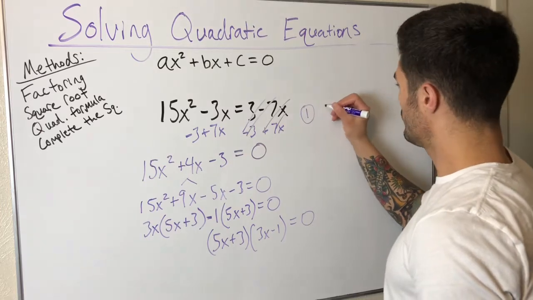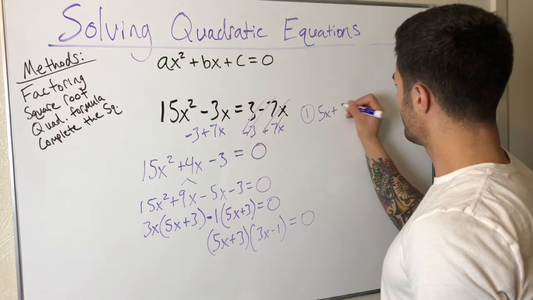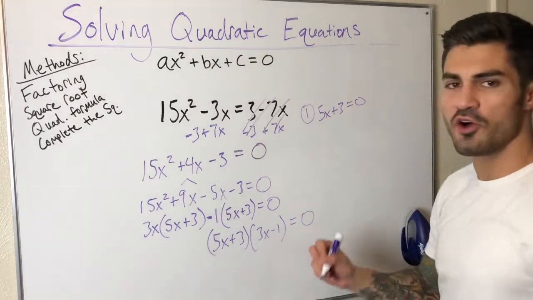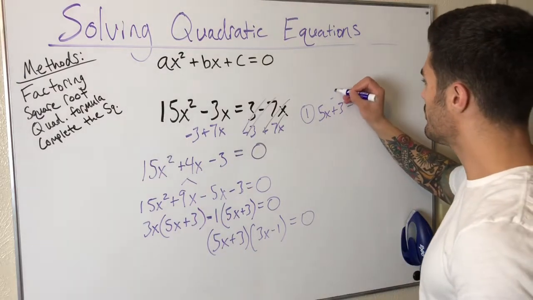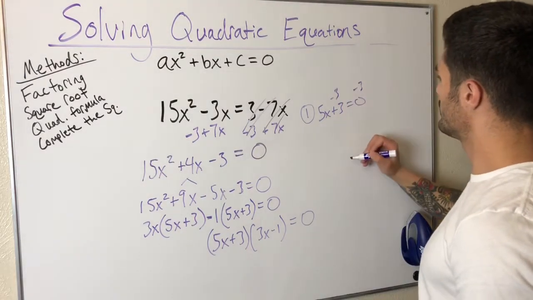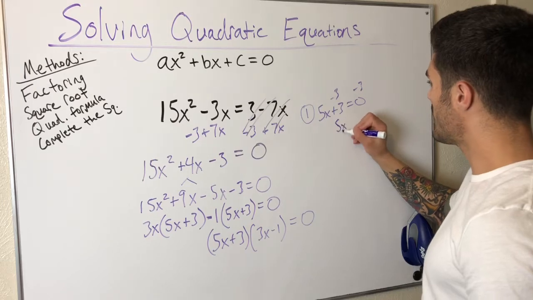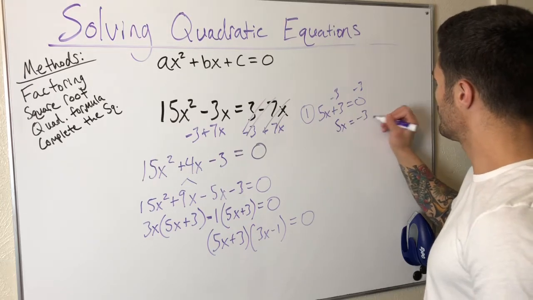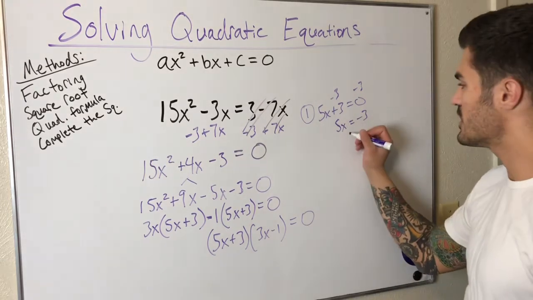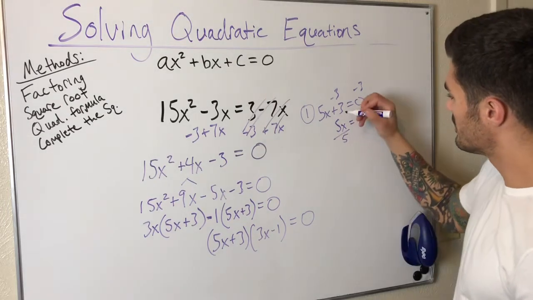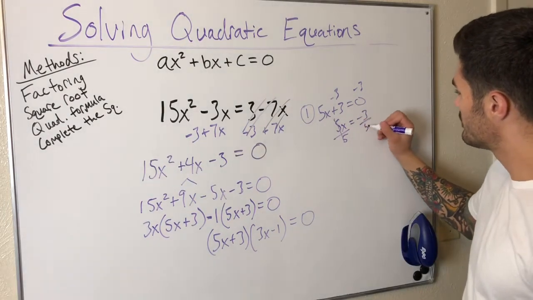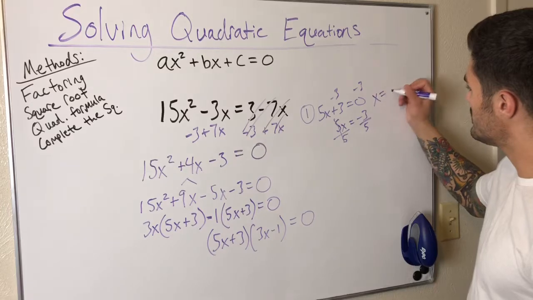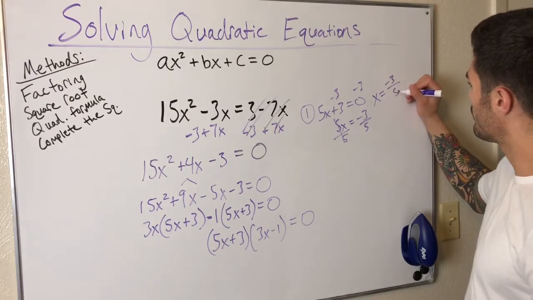So 5x plus 3 equals 0. Now I'm going to solve for x. Subtract 3 from both sides. What do I get now? That leaves me with 5x equals negative 3. And now I have to divide both sides by 5 to isolate the x. So these 5's cancel, and I'm left with x equals negative 3 over 5.